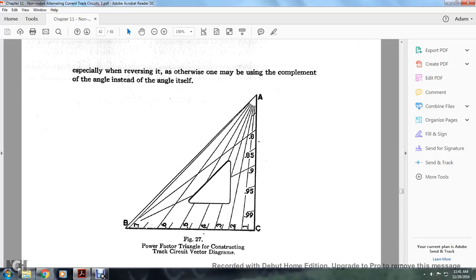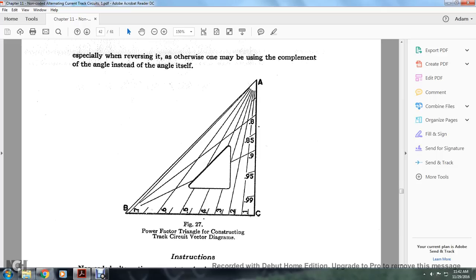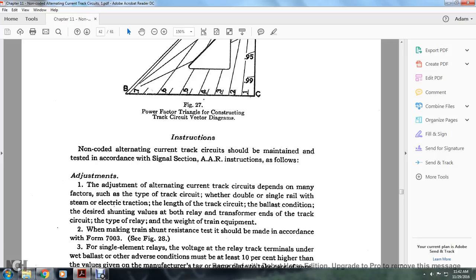Figure 27 shows the power factor triangle in the construction of the track circuit vector diagrams. This goes from B to 0.7 and 0.1 to 0.7, B to C, and 0.99 to 0.8 tenths of A to C.